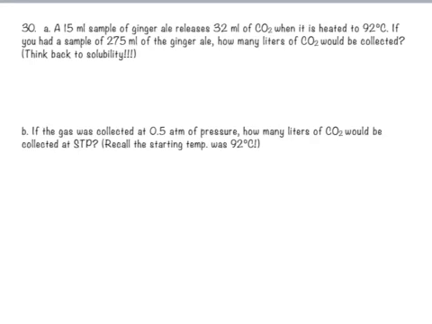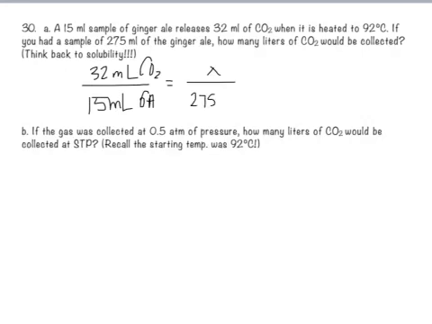Okay, for this first part of number 30, you have to think back to our solubility unit, and we have to really do a proportion. Okay, so I know that there are 32 milliliters of carbon dioxide that dissolve in 15 milliliters of, let's say, ginger ale. And I want to know how many milliliters of carbon dioxide will dissolve in 275 milliliters of ginger ale.